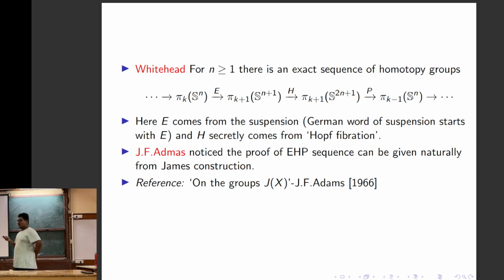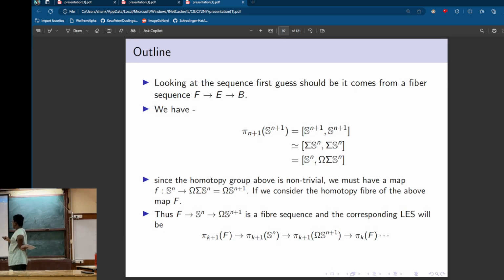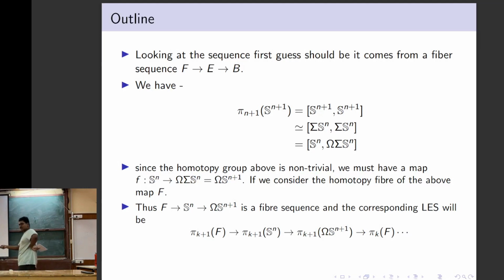No, no, we guessed it. We guessed it just from this. This is the long exact sequence, right? We are getting it from this fiber sequence. So we just compared it with the EHP sequence to guess that this F can be the Omega^2 of S^(2n+1).